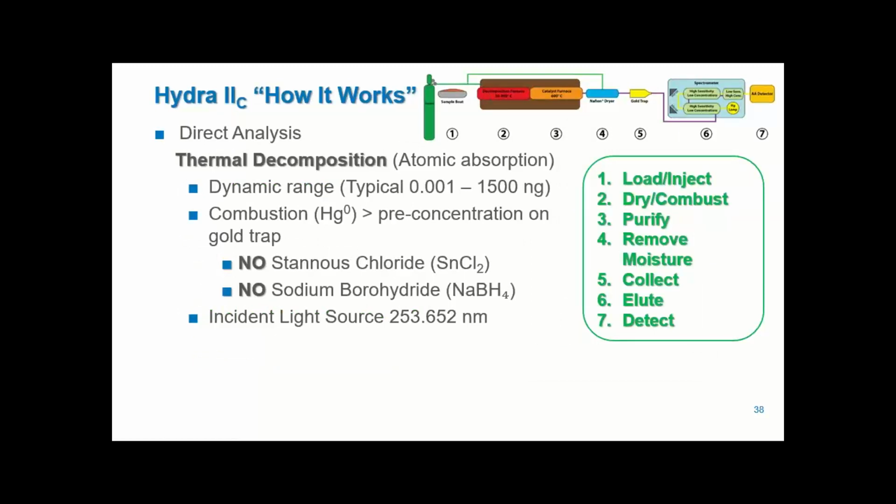So how it works, here's some theory of operation. It's direct analysis, thermal decomposition, followed by atomic absorption. Our dynamic range is typically between 0.001 to 1500 nanograms. We combust the sample, which converts any mercury to elemental mercury, and then we pre-concentrate it on a gold trap. So there's no reducing agent required.